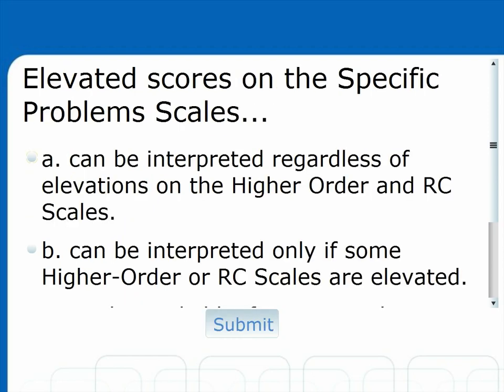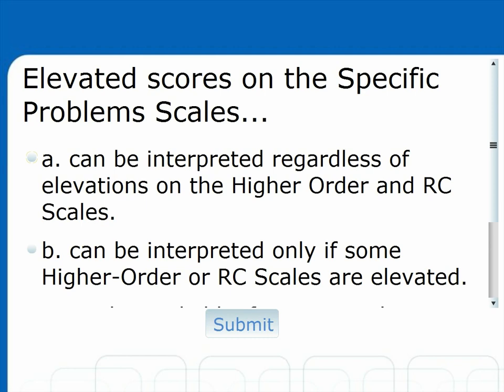And now we come to our second review question for this unit. Elevated scores on the specific problem scales, A, can be interpreted regardless of elevations on the higher order and RC scales. B, can be interpreted only if some of the higher order or RC scales are elevated. C, are less reliable if scores on the higher order or RC scales are not elevated. Or D, none of the above.